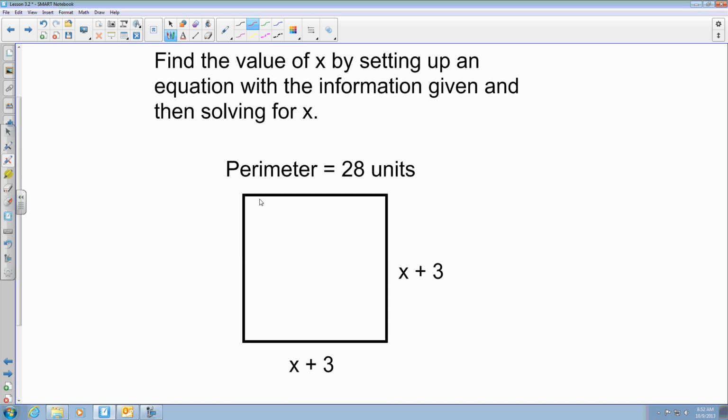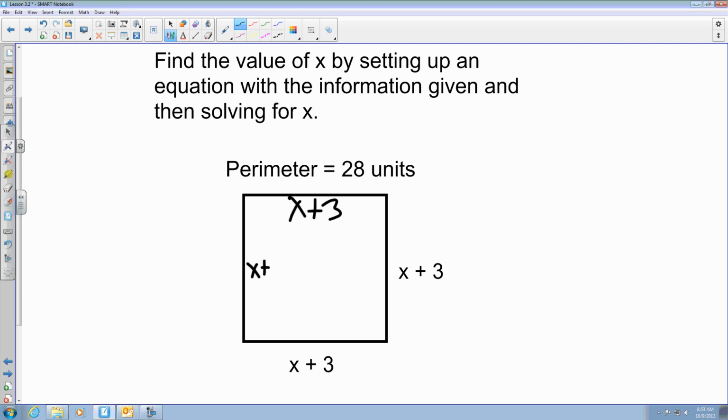Last example is we are given a square. They're telling us that the perimeter equals 28 units. We want to find the value for x. Now remember, perimeter is the distance all the way around, so it is the sum of all the sides. When we are adding up all the sides, I know that each side is a value of x plus 3. So this is also x plus 3.